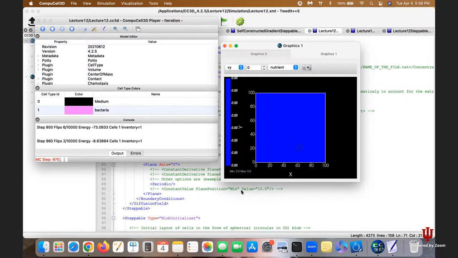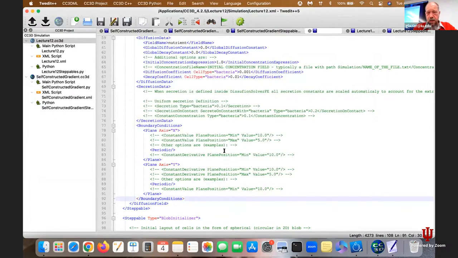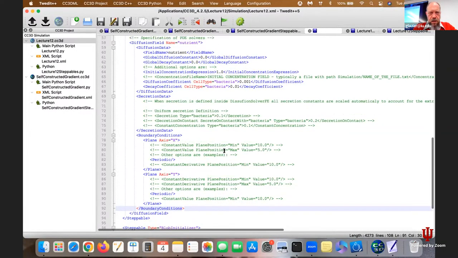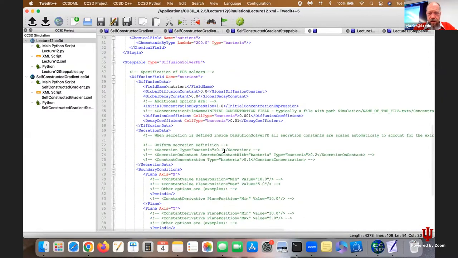Okay. So let's go back to the XML. And let's look at the initial condition. And it looks like you've got a value of 1. So I wonder why it's not setting that value. Does anybody see what's going on? Nutrient. Can you try running it again? Let's see. Yeah.